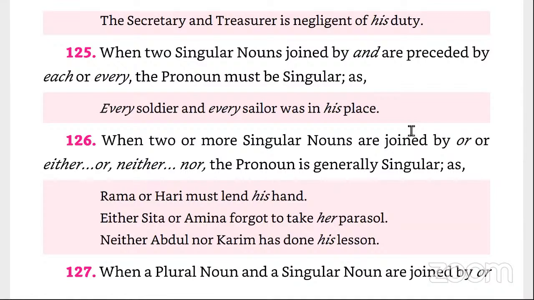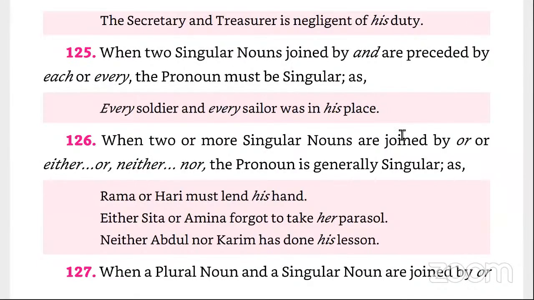Neither Abdul nor Karim has done his lesson. So when I talk about neither Abdul nor Karim, actually I'm talking about singularity, one person. That is why we use has done, then his lesson. So this is how sentences are constructed. Any doubt? No, sir.